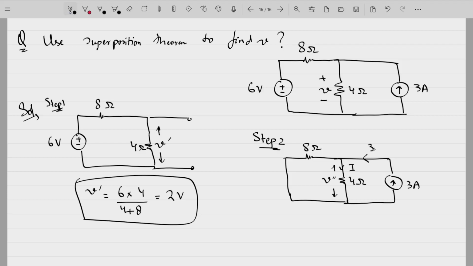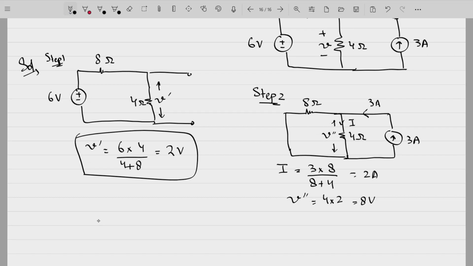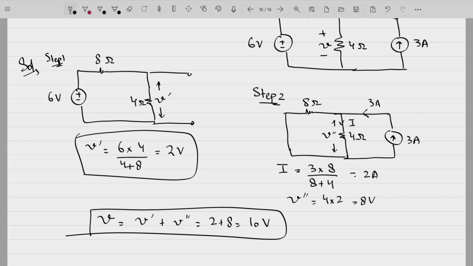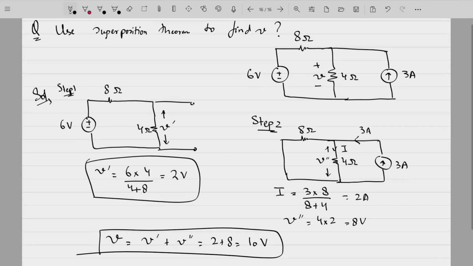The current from the source is 3 amperes. So I is equal to, by the current divider law, 3 into 8 divided by 8 plus 4, 24 divided by 12, that is 2 amperes. 2 amperes current is flowing here. That means V double dash is 4 into 2, that is 8 volts. Fine. So V double dash is also done. So what is the total V? Simply V dash plus V double dash, that is 2 plus 8 equal to 10 volts. Is this clear? Yes, sir.